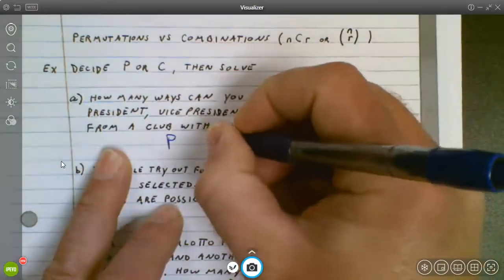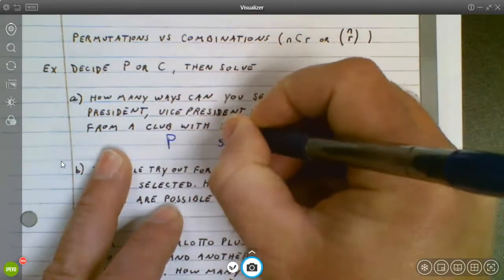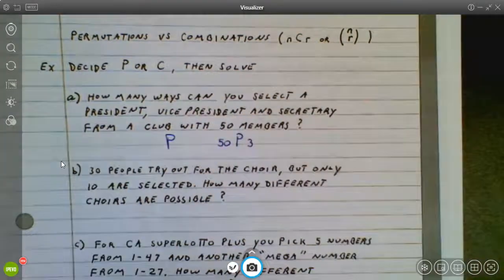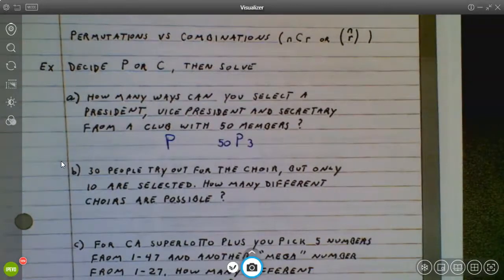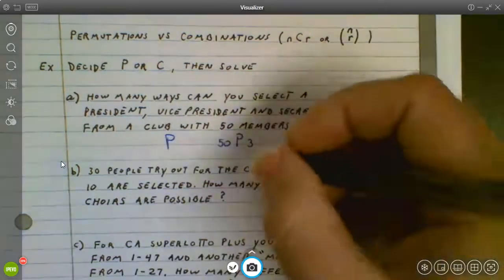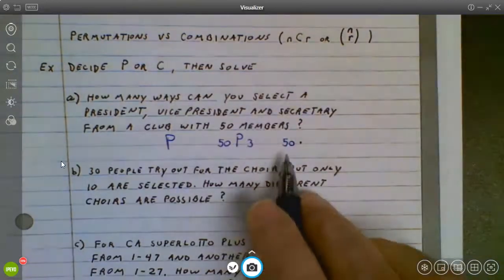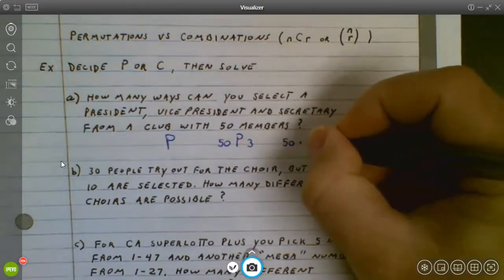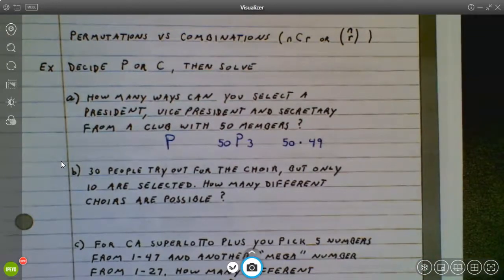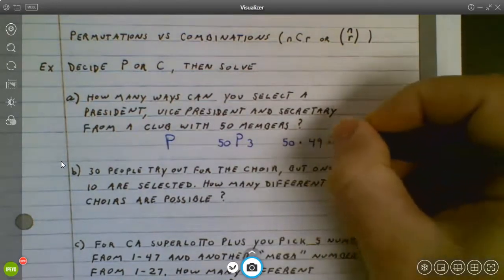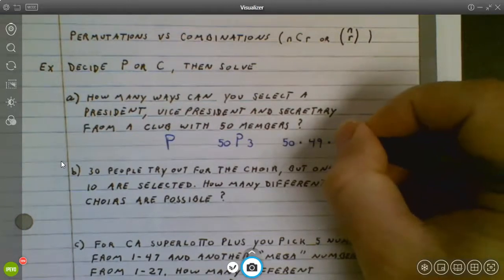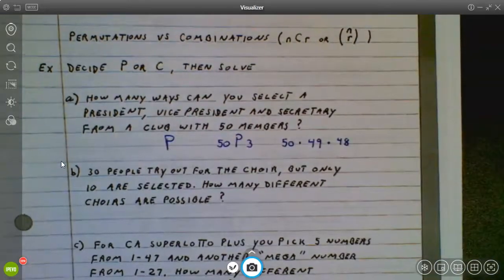We would say I have 50 members, and I need to select 3 of them for those different positions. So I have 50 people to choose from for president. But then after my president is selected, now I have 49 people to choose from for vice president. So I got 50 people that could be president. After he's chosen, now the remaining 49 could be vice president. After he's chosen, the remaining 48 could be secretary. So that's our permutation setup.